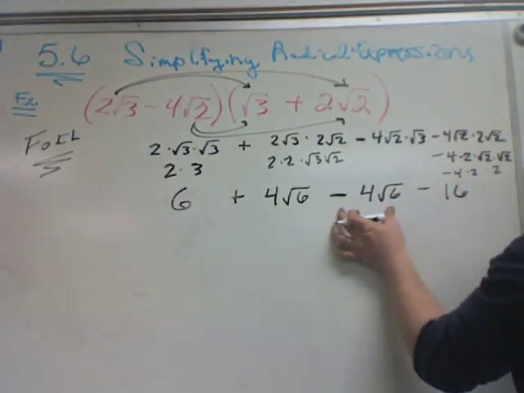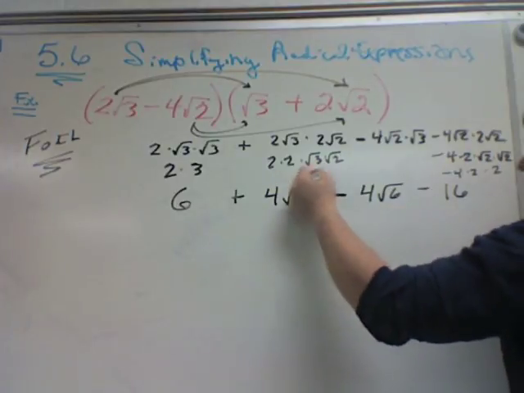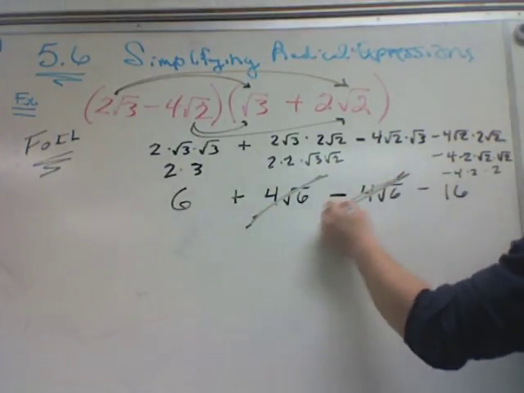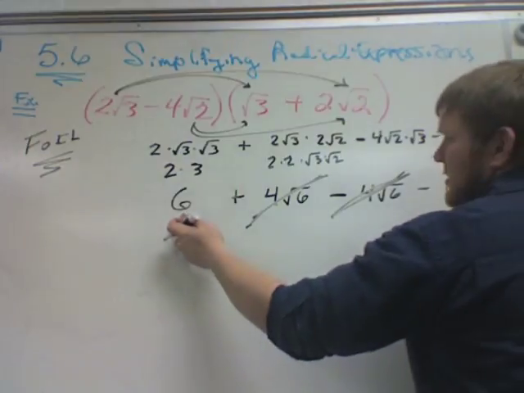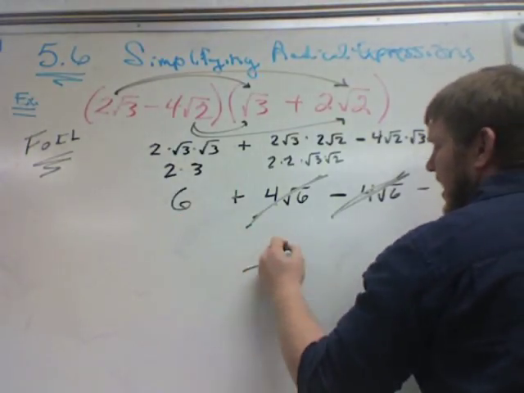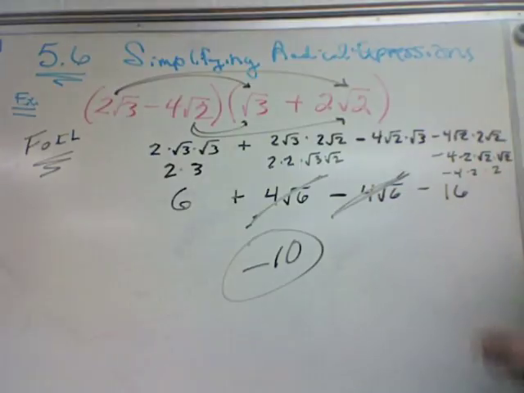What happens to my two middle terms here? They cancel out. Holy cow, they cancel out. The answer's 6 and negative 16, which is actually a negative 10.